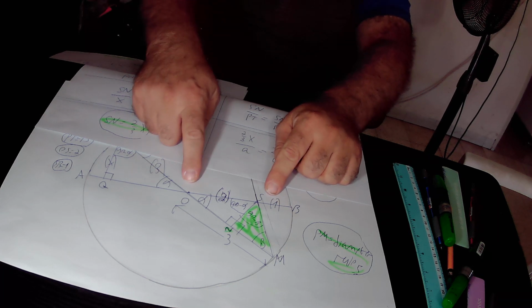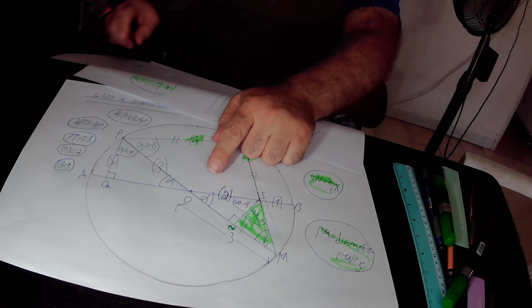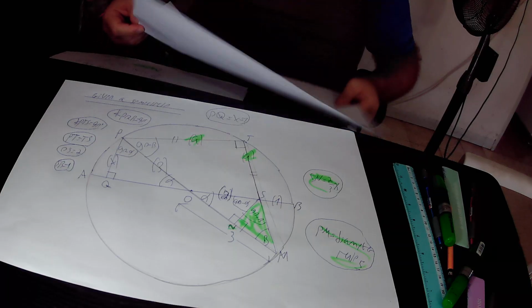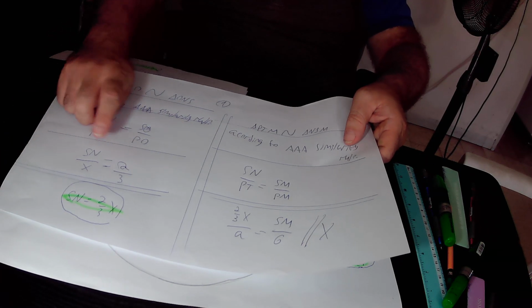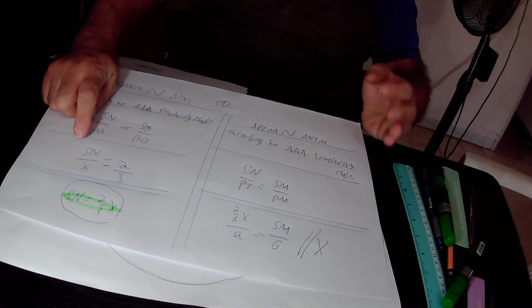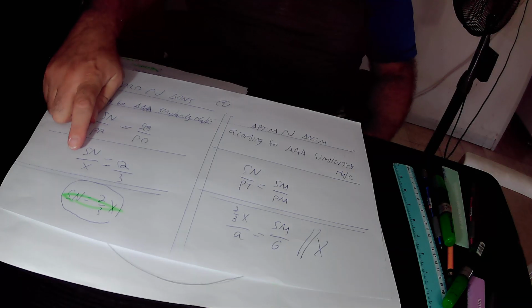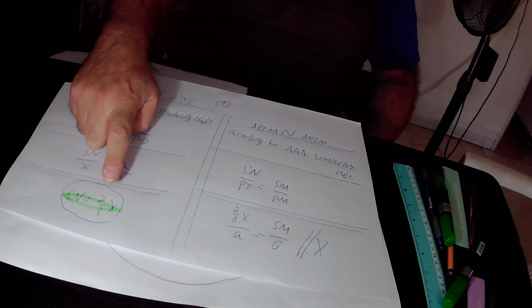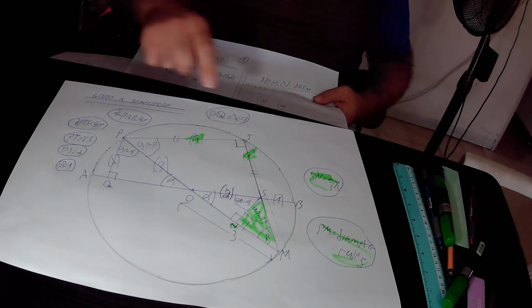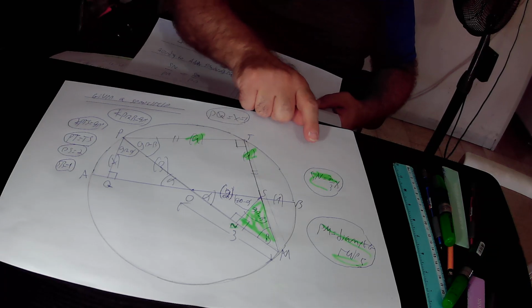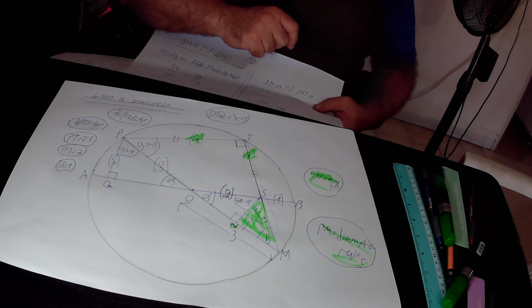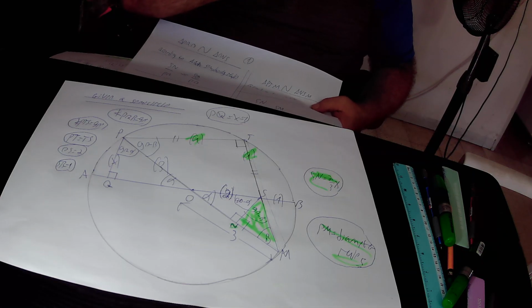SO equals 2 units, and PO is 3. So in total, we found out that SN over X equals 2/3. Here we multiply this equation by X and we find that the missing side SN equals 2/3 X. SN equals 2/3 X. This is the missing side SN, it equals 2/3 X.